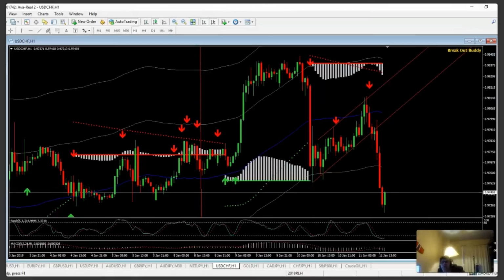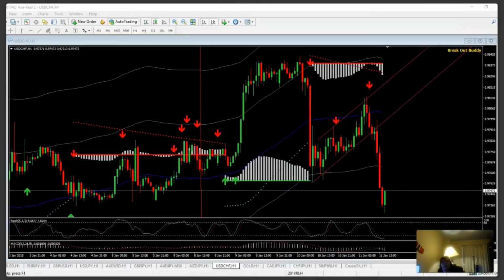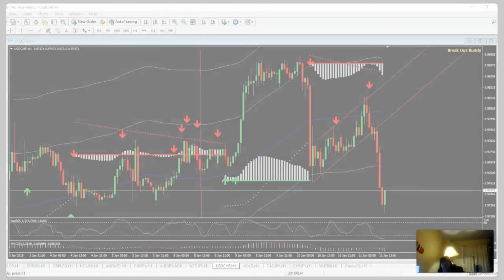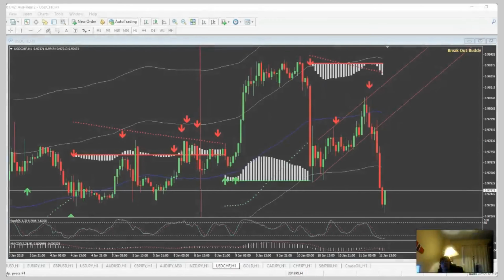Wow, awesome. As you can see, that made a wicked move down. Now let's draw some more on the whiteboard. So on this whiteboard, here's how you work with this indicator.